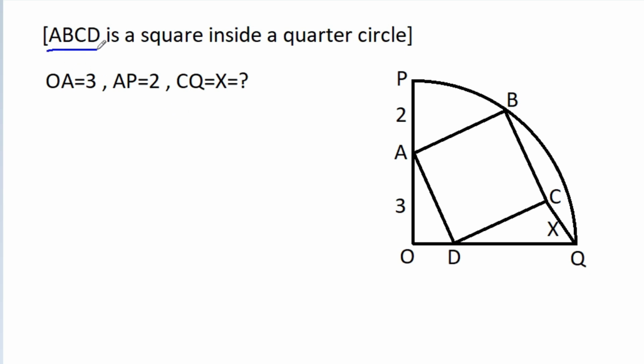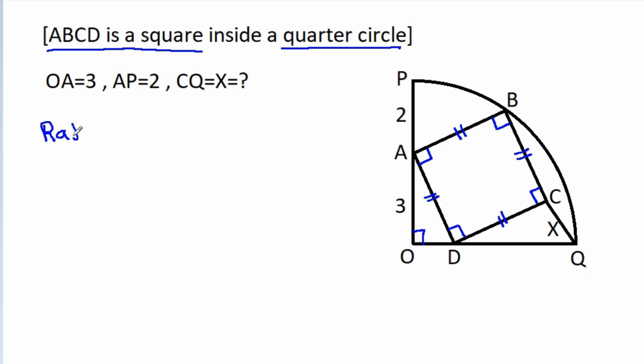So ABCD is a square, so these angles will be 90 degrees, and AB will be equal to BC, equal to CD, and equal to AD. And OPQ is a quarter circle, so this angle will be 90 degrees.